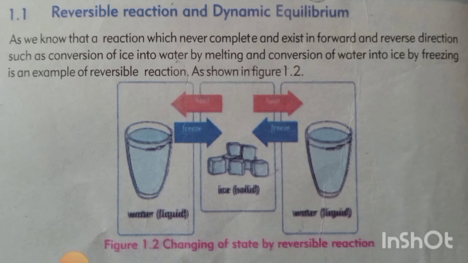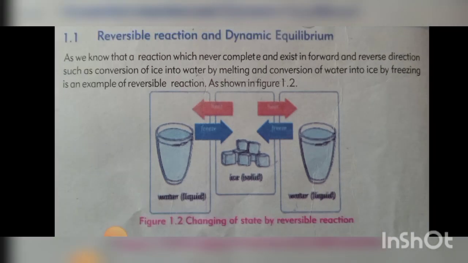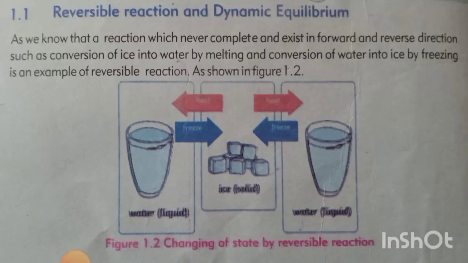Okay, in this slide you can see that they are talking about the reversible reaction as well as the dynamic equilibrium. As we know, a reaction which never completes and exists in forward or reverse direction, such as conversion of ice into water by melting and conversion of water into ice by freezing, is an example of a reversible reaction. You can see this change of state by reversible reaction in this picture, how the water is converting into the ice and the ice is converting again into water.